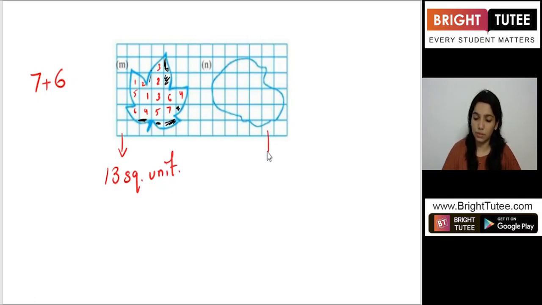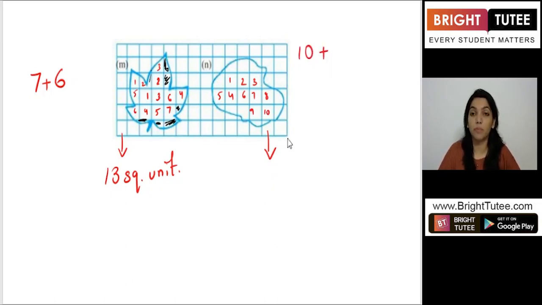Okay. Now the next one here. Let us see what is the number of full squares. So it's 1, 2, 3, 4, 5, 6, 7, 8, 9, 10. So 10 squares are full squares. Let us see how many squares are more than half. So it's 1, 2, 3, 4, 5, 6, 7, 8. We can estimate that 8 squares look more than half. And everything else we are just going to ignore. Okay. So the answer is 18 square units.